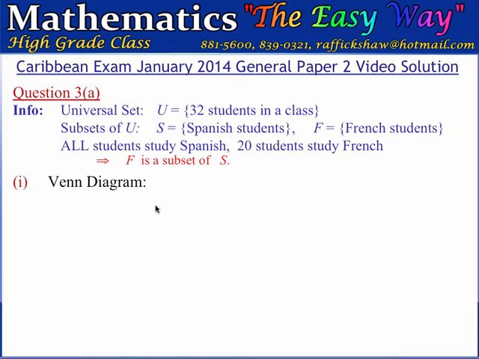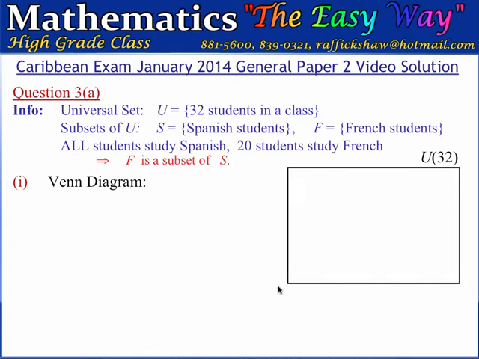But the first part of this question wants us to draw the Venn diagram to represent the information. I'm going to show you two ways of drawing this Venn diagram. Firstly, I'm going to use a conventional method of using a rectangle to represent the universal set. And I've placed a 32 in the bracket here to represent the total number of students in the class, in the universal set.